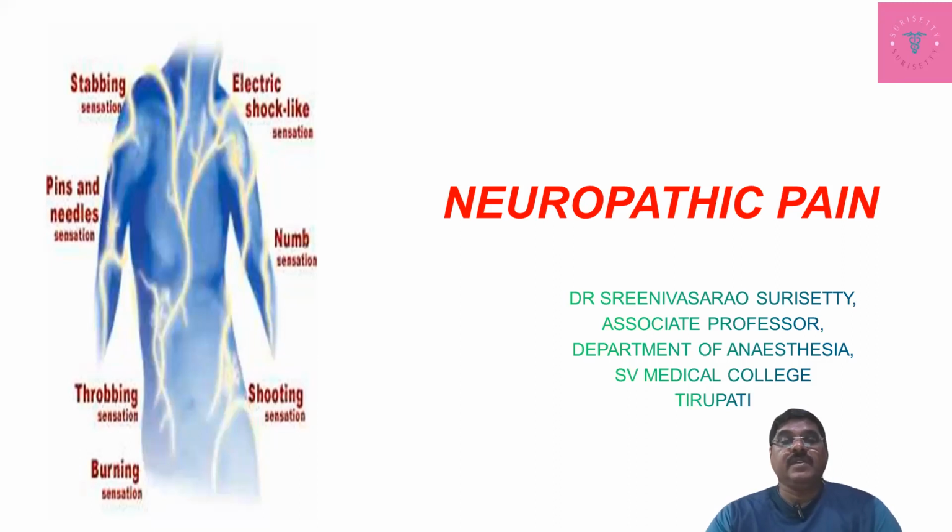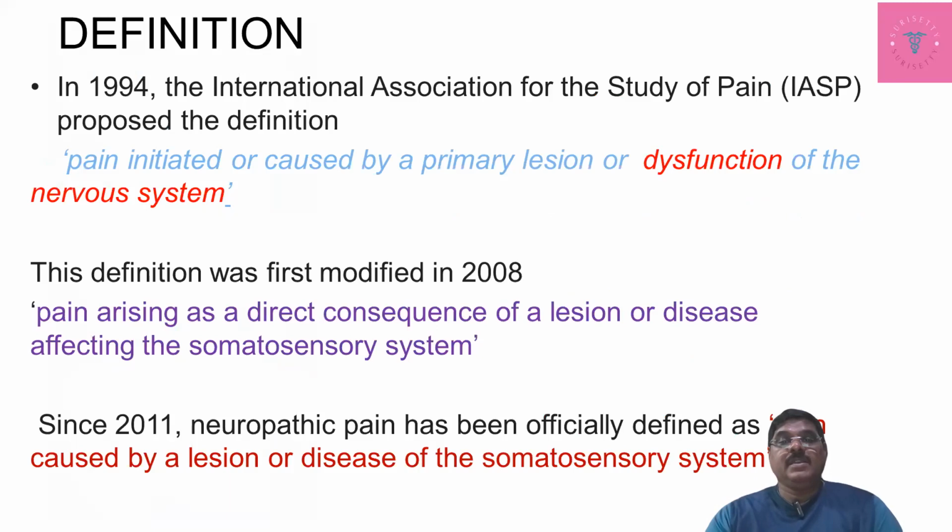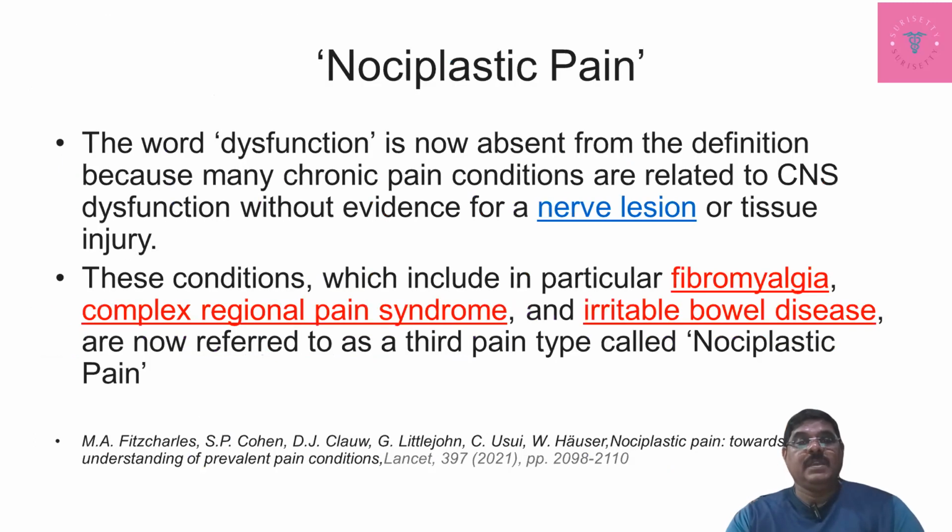Let's come to the definition of neuropathic pain. The IASP defined neuropathic pain as a pain initiated or caused by a primary lesion or dysfunction of the nervous system in 1994. After that, it was modified in 2008: pain arising as a direct consequence of a lesion or disease affecting the somatosensory system. Since 2011, we are following: pain caused by a lesion or a disease of the somatosensory system. So here, they removed the word dysfunction.